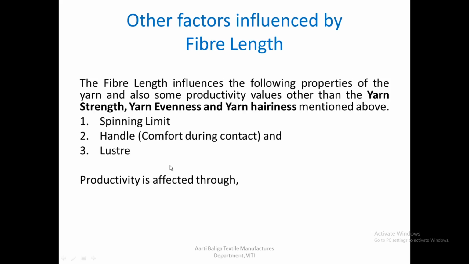As we already mentioned, it affects some of the productivity factors, and they are affected through end breakage rate. So if you have a lot of short fibers in your fiber, you'll see that the ends break. What is an end? During processing, when you're making a yarn, that particular yarn will keep on breaking very often, too frequently, because of which the machine will stop, and that is the reason the production values will get affected.